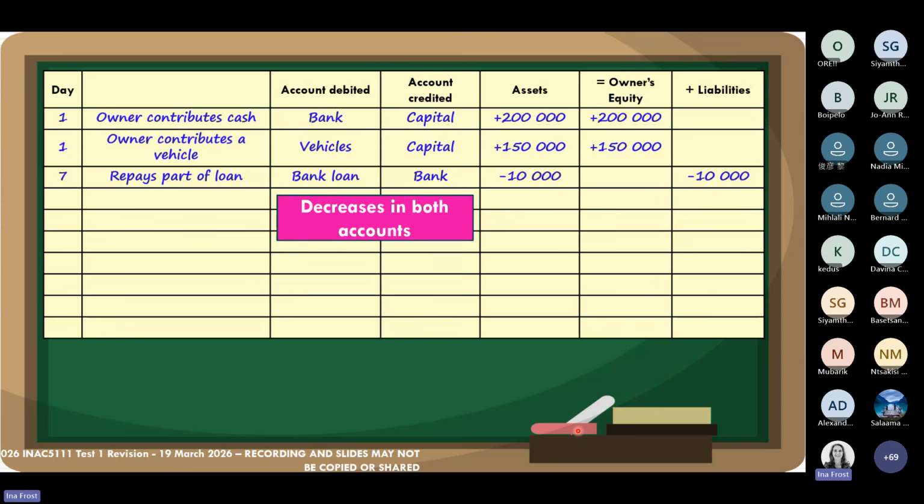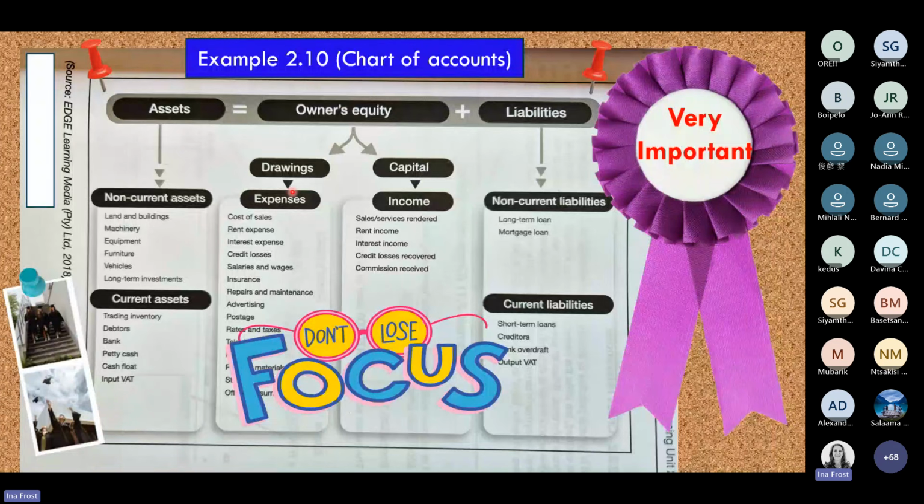And the next thing is, and I think Salama also touched on it earlier, often students aren't sure what to use here for these general ledger account names. And I'm sure you can all guess which slide I'm going to put up next. It is this, my favorite slide, because in this chart of accounts, we actually give you all the general ledger account names. So if you are not sure what account to use, then you have to think back again to your chart of accounts.